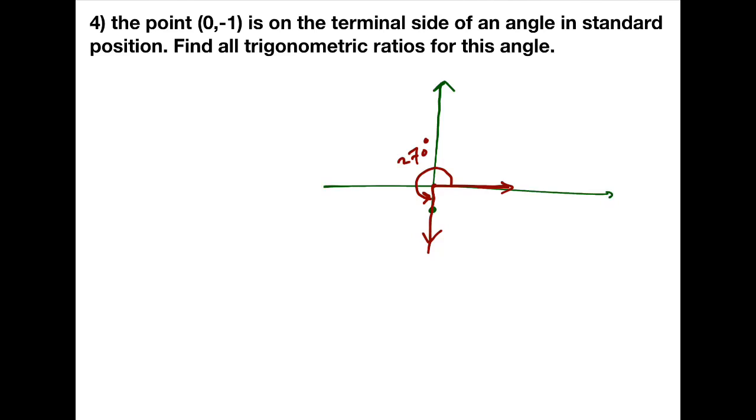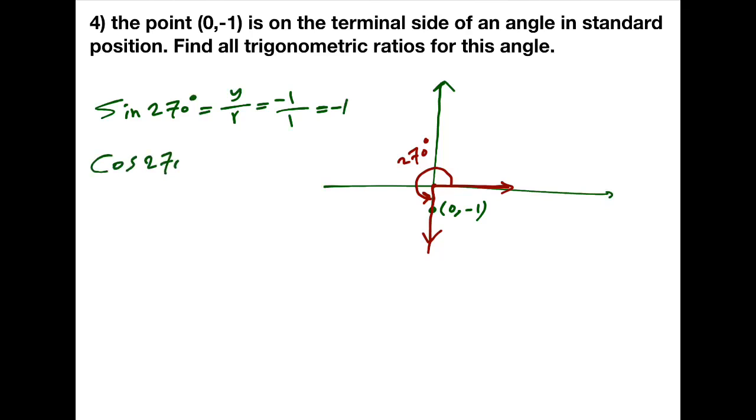So let's figure out sine. Sine of 270 degrees equals, so the point here is 0 and -1. So sine is y divided by r. Y is -1. And what is r? R is the distance from the origin to this point. As you see, it's just 1 unit down. So -1 divided by 1, which is -1. So sine of 270 is -1.